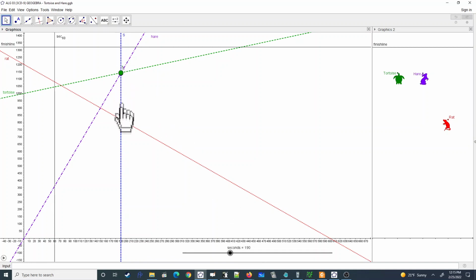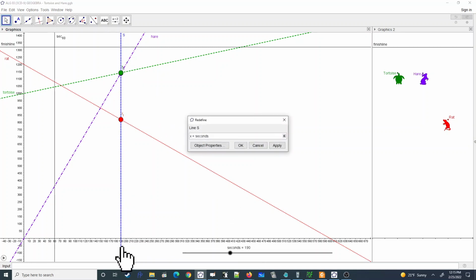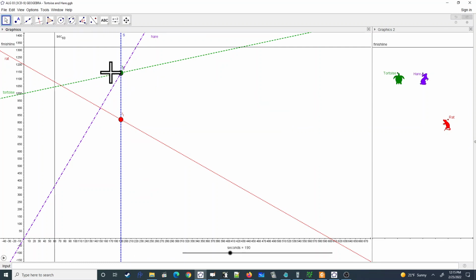You can see that's what the graph says, 190 seconds. But I also want you to pay attention going across this way. If you go across this way, you'll see that the height is supposed to be very close to our 1,142 feet. That's it.